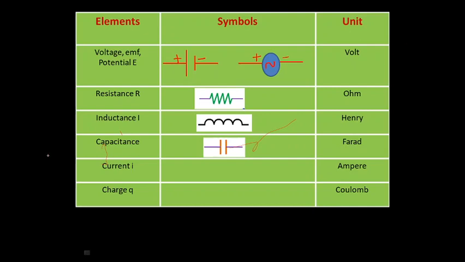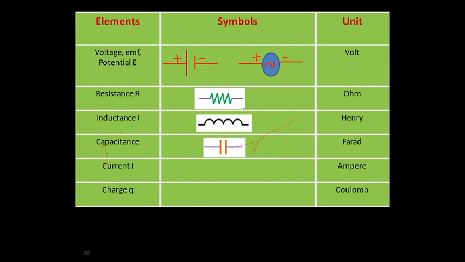The next element is the inductor. An inductor opposes any change in the current by producing a voltage drop. The voltage drop across the inductor is given by L di/dt, where L is known as inductance and is measured in Henry. The inductor is represented by this symbol.